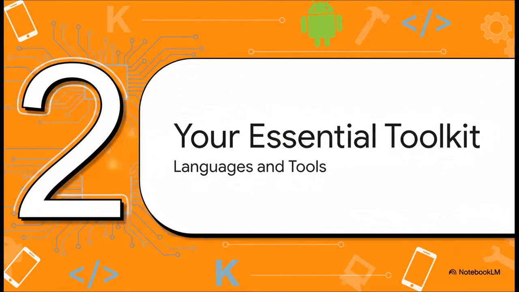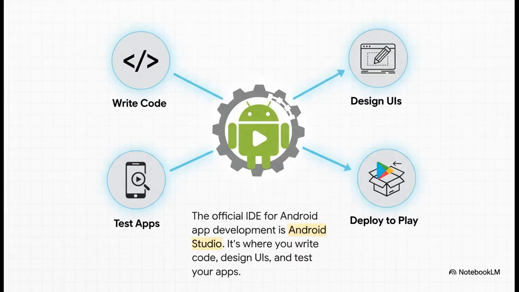Right, so we have this huge ecosystem, but how do you actually build something for it? Well, like any craft, you need the right set of tools. So let's crack open the essential toolkit for every Android developer out there. And here it is, Mission Control. This is Android Studio. Think of it as the all-in-one workshop where everything happens. It's where you write your code, design your screens, test your app on virtual phones. It's even your launchpad to the Play Store. Your entire journey from A to Z happens right inside this one program.